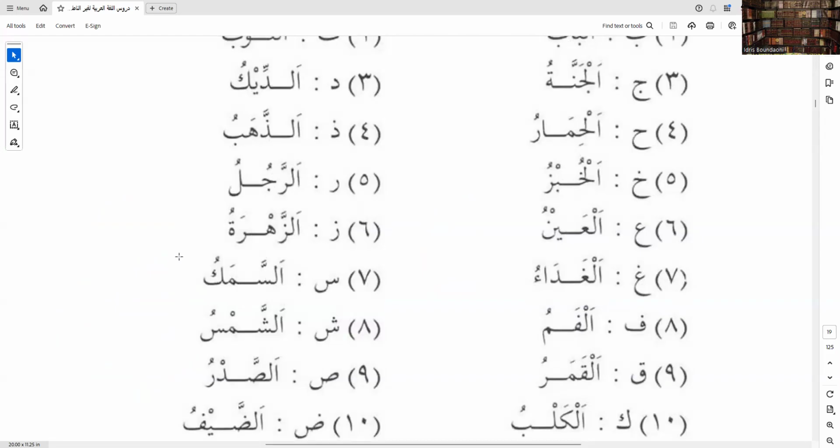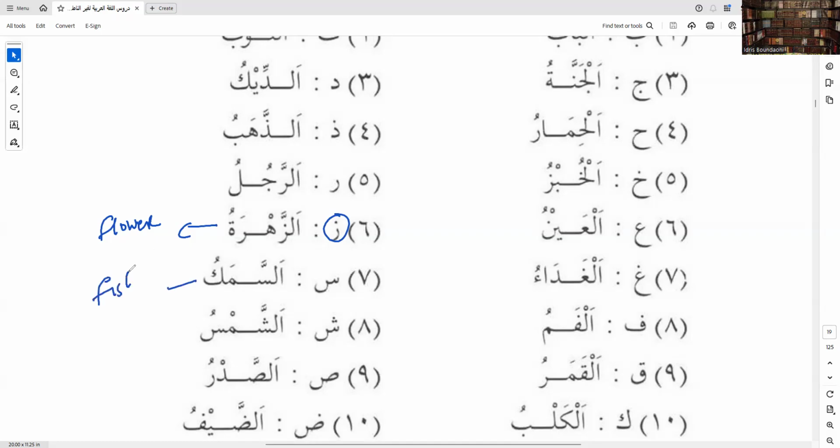Then we have za for zahra. This word has traveled a lot, and it's a name that you often hear used for a woman. The origin is Arabic. Zahra means flower. So if a woman is called Zahra, she's a flower. The letter za is Shamsiya.